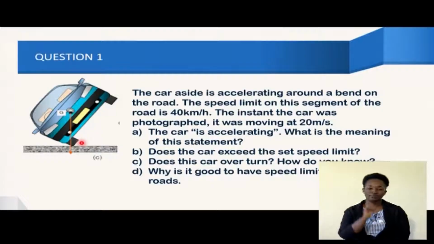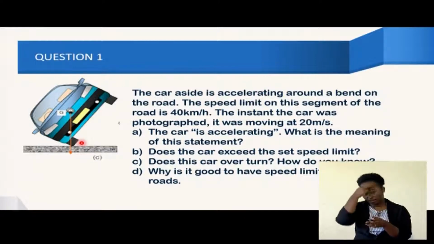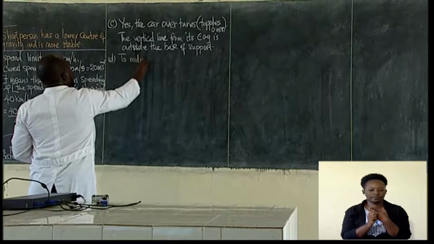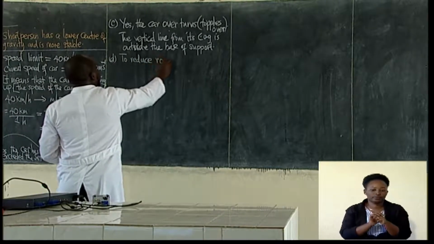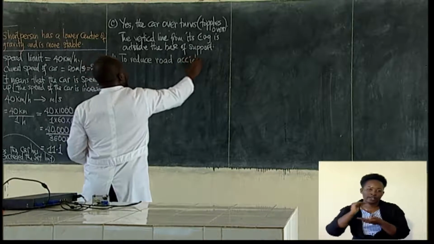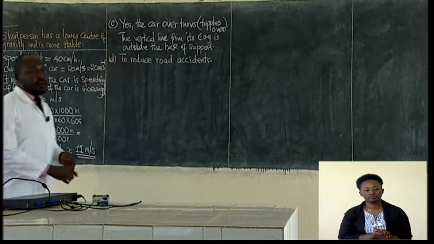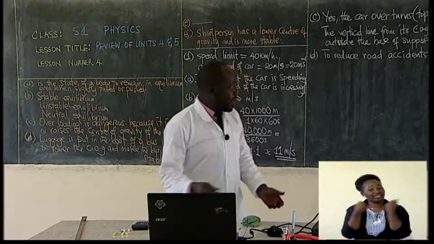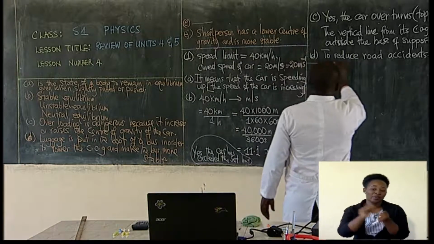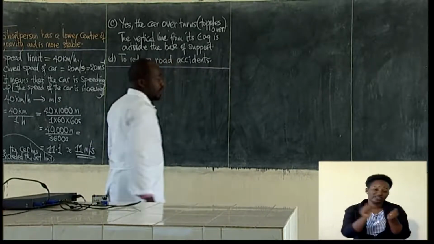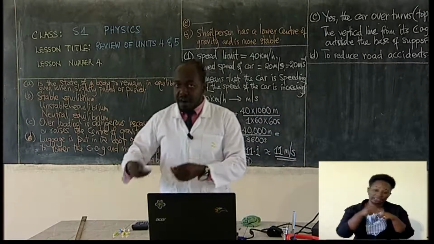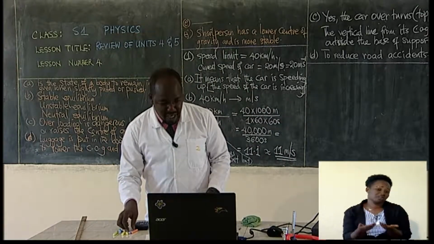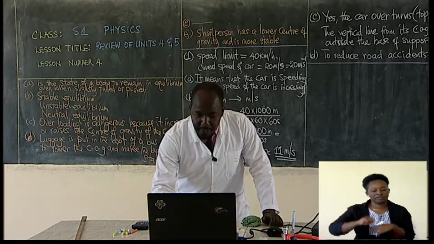What does D say? Why is it good to have speed limits on the roads? There are many reasons. We have just talked about it. One of them, which is the most important one, is to reduce road carnage, road accidents. Because if you have accidents on the road, I don't think it is good to anybody. It is bad because it destroys people's cars, but most importantly, it destroys human life. It can kill you, it can harm you, and then you get maimed. So that is bad.